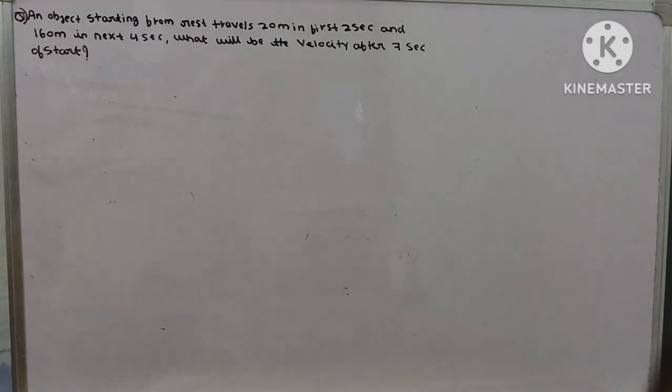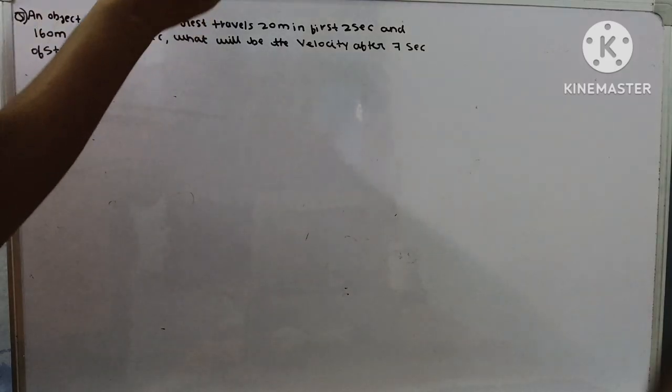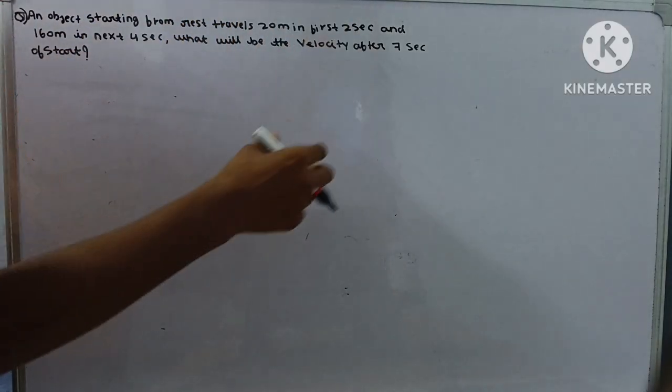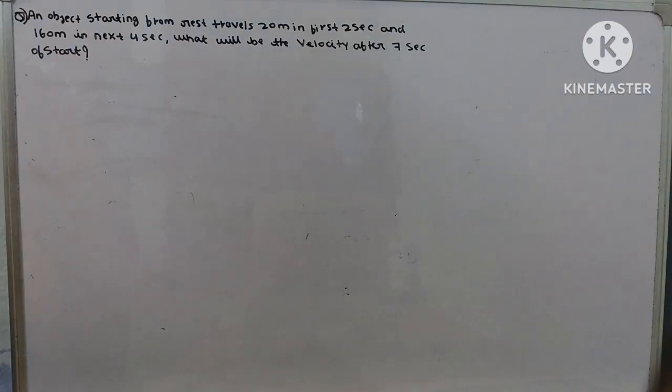Everyone, welcome to Tasso. Today in this video, I'm going to teach you a class 9th physics question, which says that an object starting from rest travels 20 meter in the first 2 seconds and then 160 meter in the next 4 seconds. So we have to find the velocity after 7 seconds of start.